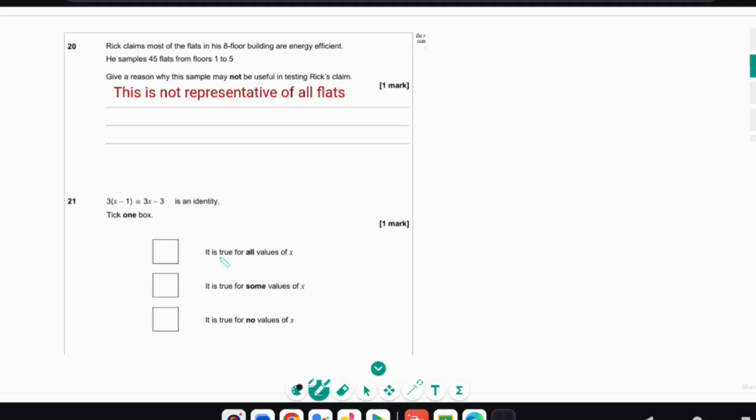Okay, we've got 3 bracket x minus 1. We've got these triple lines. 3x minus 3 is an identity. That's what those 3 lines mean. Tick one box. Is it true for all values of x, true for some values of x, or true for no values of x? Well, it's true for all values of x because they mean the same thing. That's the whole point of an identity.